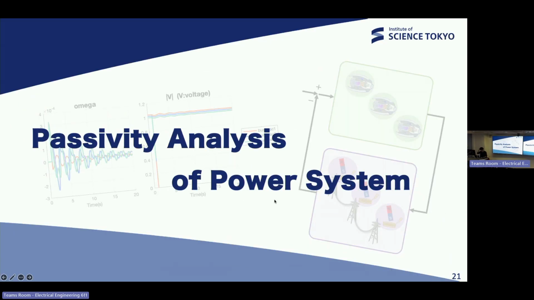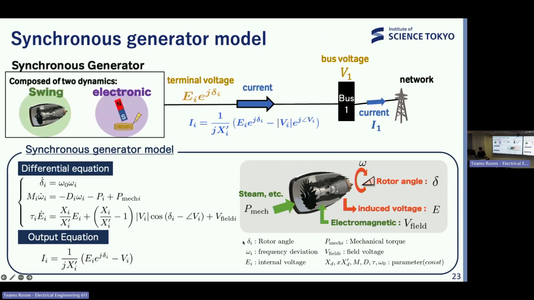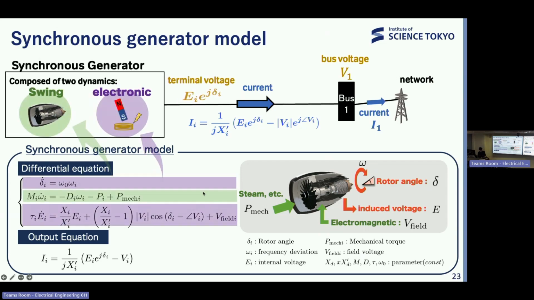Yes. So next, we are going to the passivity analysis of power systems. The synchronous generator model is represented like this, and we divide it into two subsystems. One is the swing equations, and the other is the electronic dynamics. The first and third equations of the synchronous model can be considered as electronic dynamics, and the second is the swing dynamics.